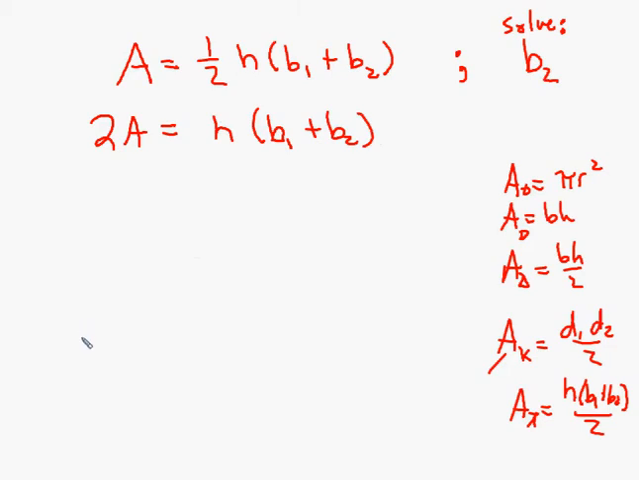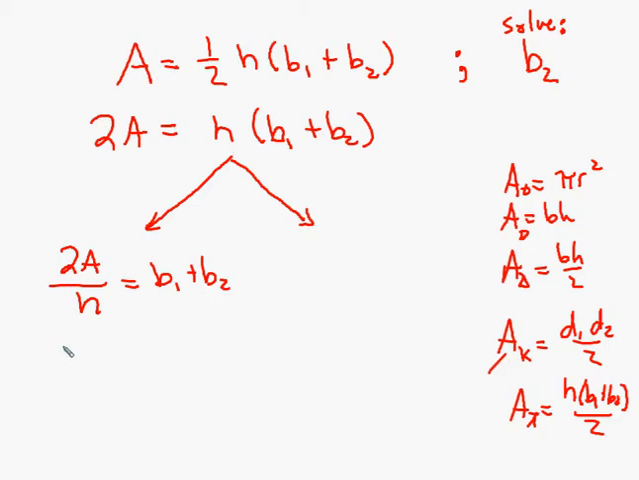Now what do you think you should do? Divide by h. Yeah, we can divide by h. I'm actually going to do this two ways, and both of these ways are equally correct. We're going to do what Lila just said, divide both sides by h. So we have 2a divided by h equals b1 plus b2. And do you see how when we divide by h, this is what we get? The h's would cancel and I have an h over here.